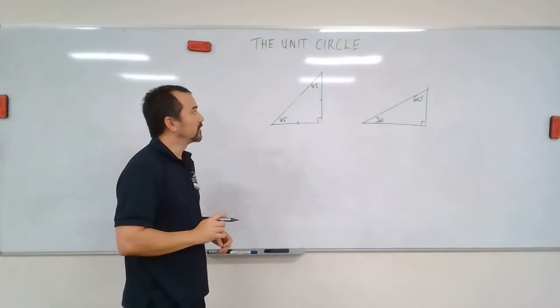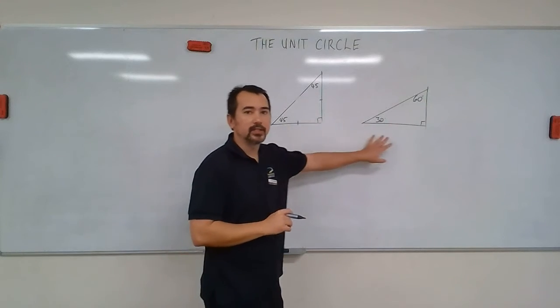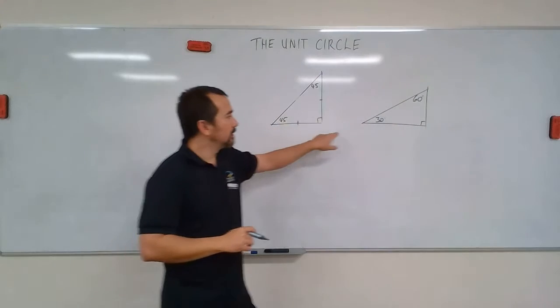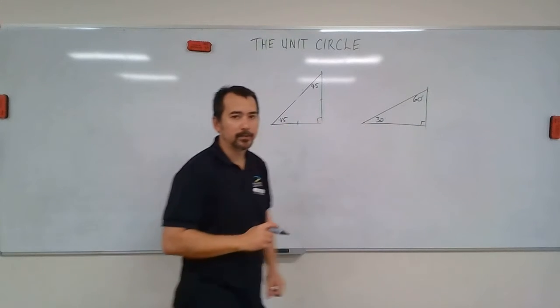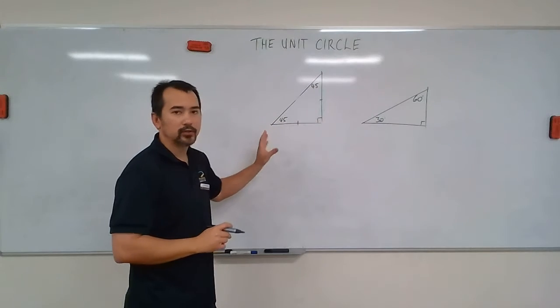Okay, let's do a study on the unit circle. Before we get into the unit circle, we have to understand that there are these two special triangles. This one's called the 45, 45, 90 degree triangle. This is the 30, 60, 90 degree triangle. And they both have specific ratios to make these triangles work.